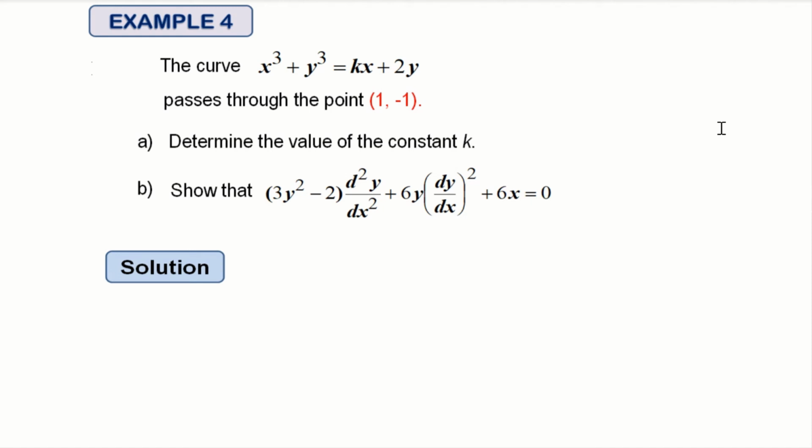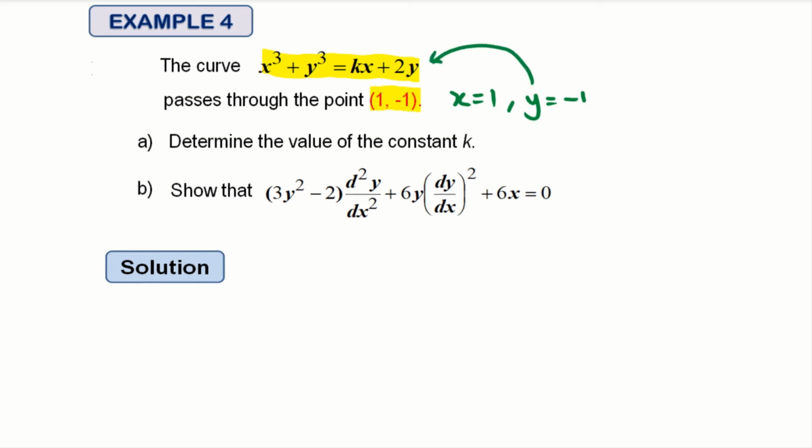Now we continue with example 4. The curve x cubed plus y cubed equals to kx plus 2y. So this is implicit function. And the curve passes through point 1, negative 1, 1. So means that point 1, 1, negative 1 is on the curve. So then we can substitute x equals to 1, y equals to negative 1 into equation. So jadi kita boleh substitute x sama dengan 1, y sama dengan negatif 1 ke dalam equation ni.